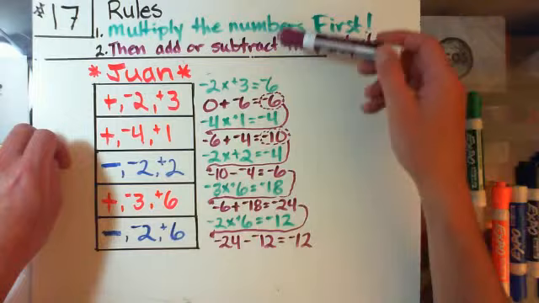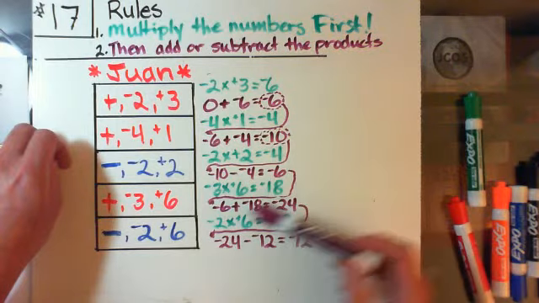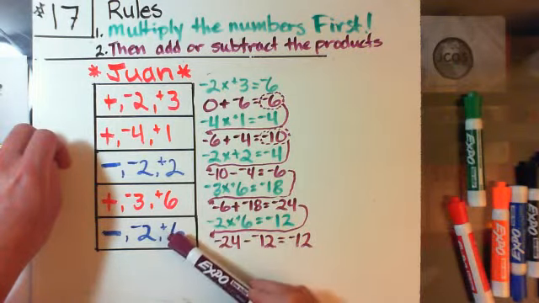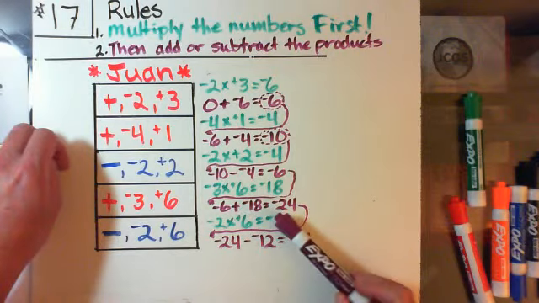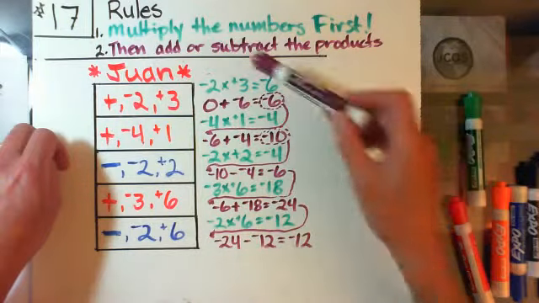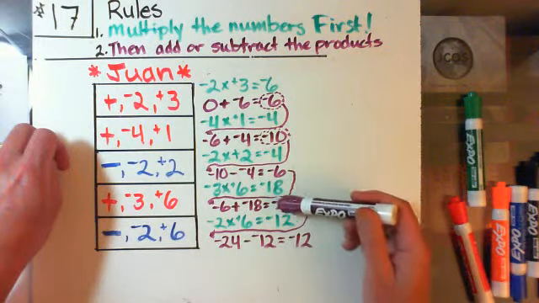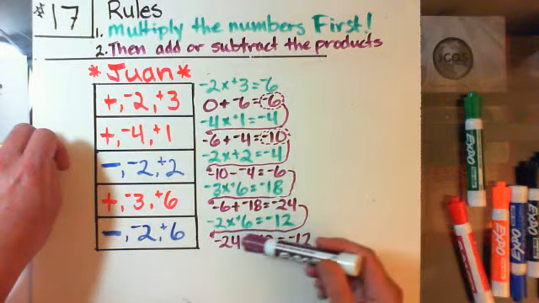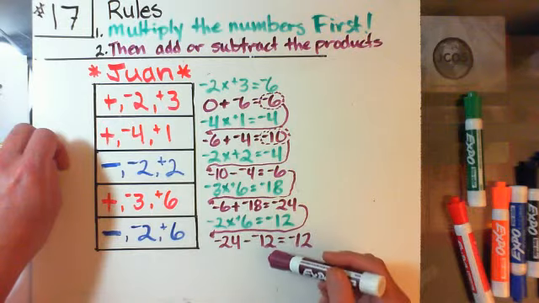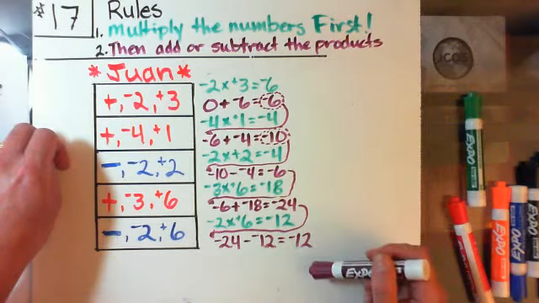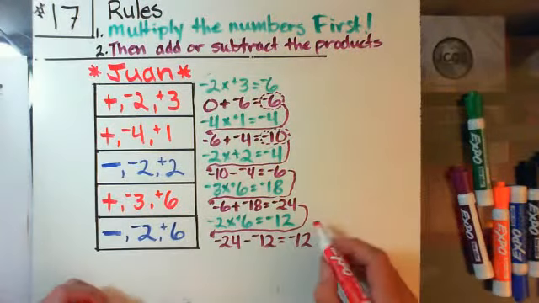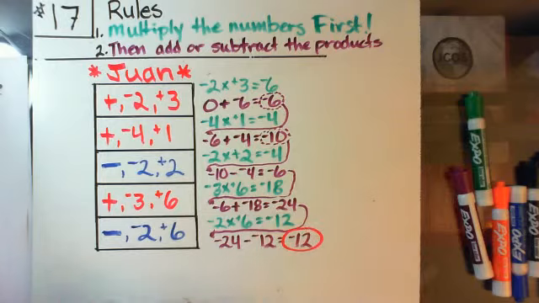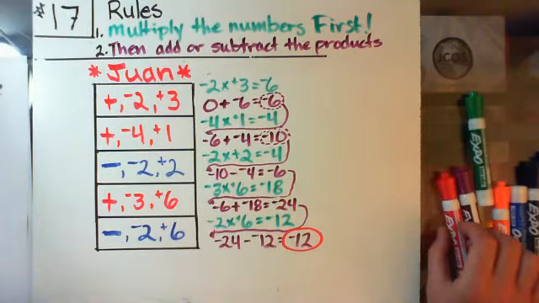Remember, we're following these rules just back and forth. For the last one, we multiply the numbers first, -2 times +6, giving us -12. Then we add or subtract the products. So we take the -24 from before, bring it down here, and subtract it from -12, giving us -12 again. So that's our final score for Juan. And remember, the winner is the one that gets closest to 0.